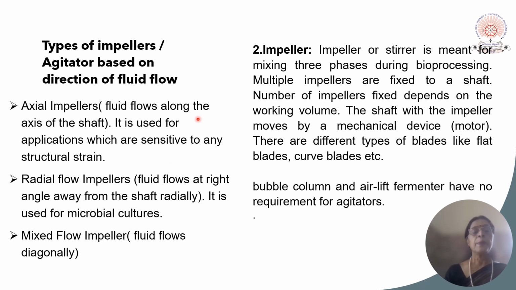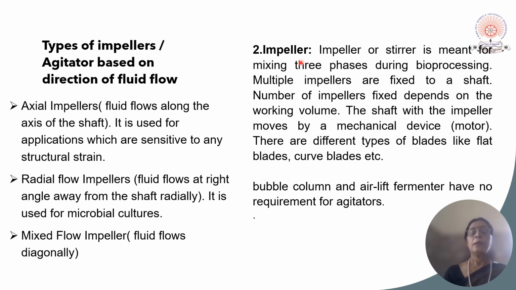Impellers. Impellers are the main parts of a stirred tank bioreactor. Impellers or agitators, based on the direction of fluid flow, are of three types. Axial impellers: fluid flows along the axis of the shaft. Then radial flow impellers: fluid flows at right angles from the shaft, radially. And mixed flow impeller: fluid flows diagonally.